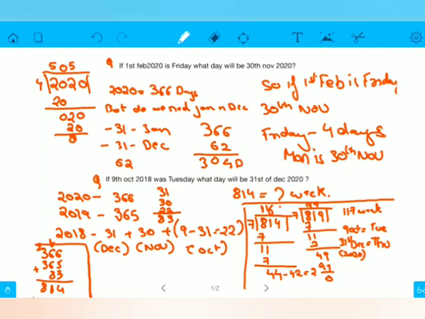So 31st of December 2020, if 9th October 2018, my birthday in 2018, was Tuesday, 31st of December 2020 will be Thursday.